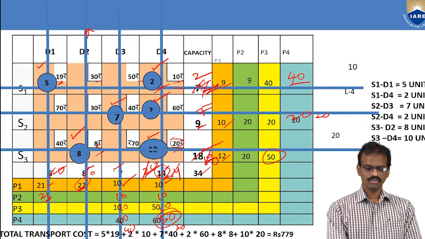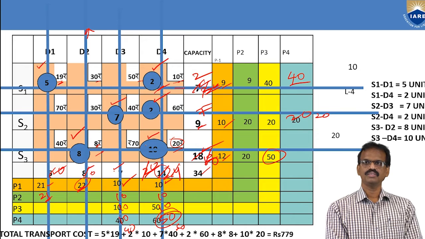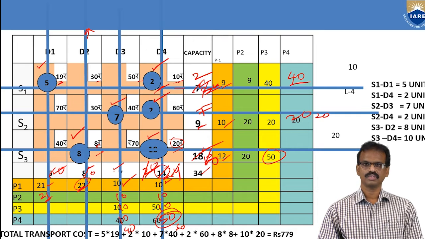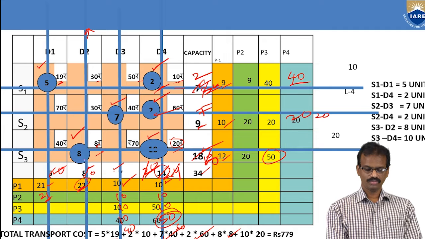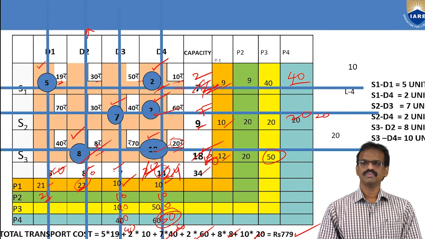Okay. So it means 5 into 19 and 2 into 10 and 7 into 40, 2 into 60, 8 into 8, 10 into 20. Okay. This is the least transportation cost by the VAM method. 5 into 19, 2 into 10, 7 into 40 and 2 into 60 and 8 into 8 and 10 into 20. So total is equal to 779.